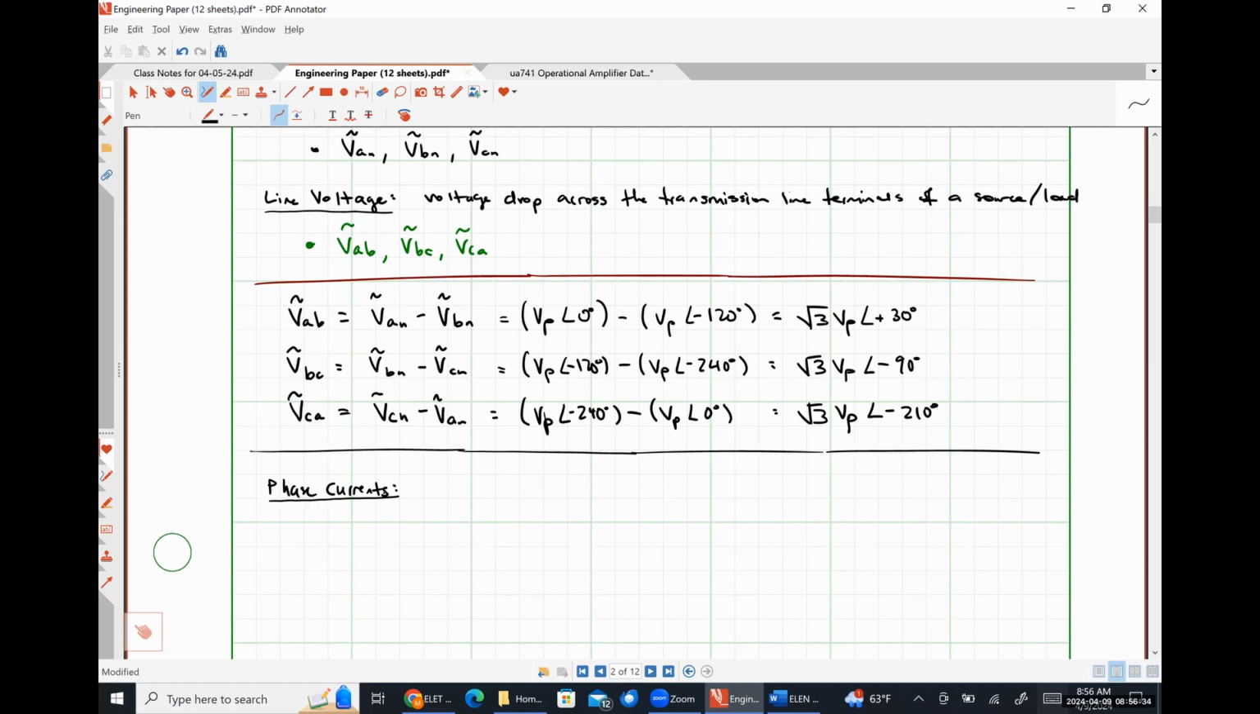So a phase current is simply the current flowing through one phase of a source or load.